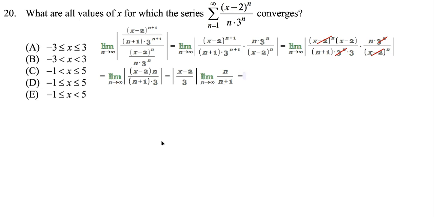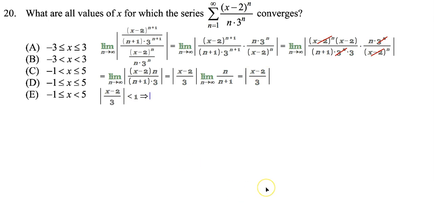Now that limit there is 1, so you just end up, in other words, with the absolute value of x minus 2, and this quantity over 3. That's it, because that limit, again, is equal to 1, which is the same thing as just writing this in the first place. From here, this can converge if that absolute value of (x minus 2) over 3 is less than 1. So you want this to be less than 1.